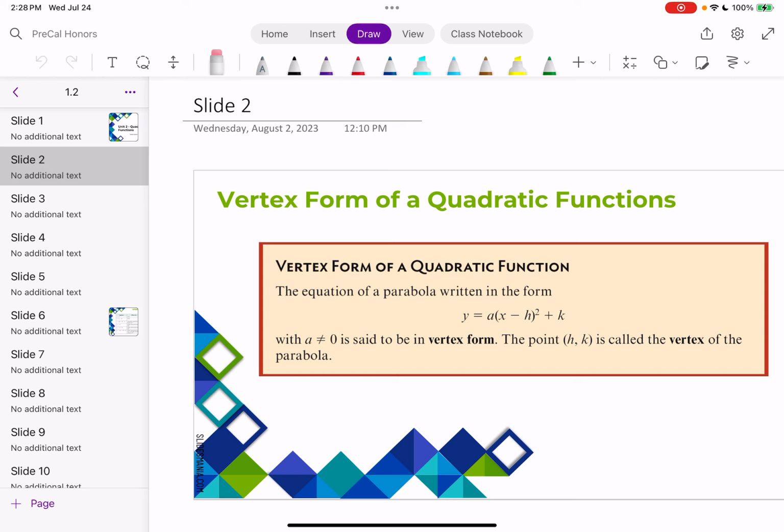Now, there is one condition for a in this equation, and that is that a will never equal 0. Another thing is that our vertex is going to come from the h and k. This is something that we mentioned within 1.1 as well, but just letting you know in case you did not spot that information in 1.1.